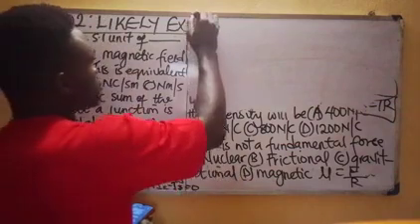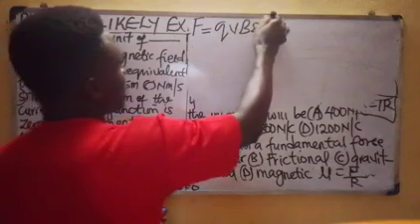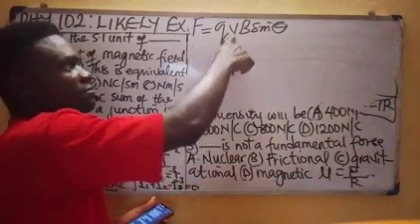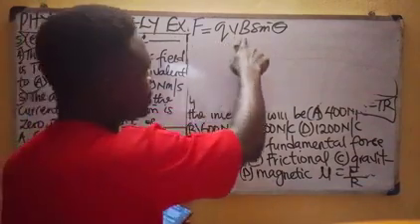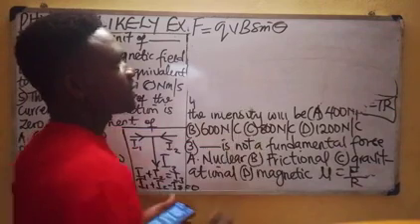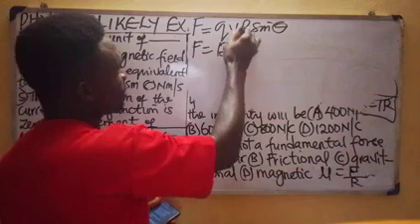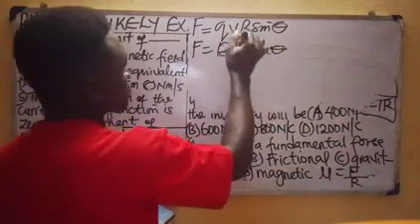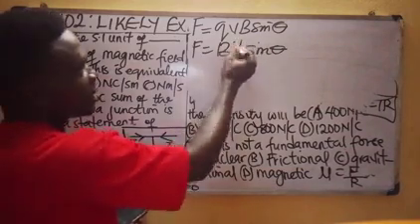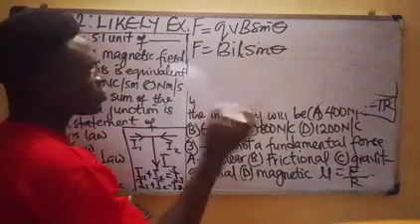And please, magnetic force is given as QVB sine theta. So Q is the charge, V is the velocity of the charge, B is the magnetic flux, and sine theta is the angle of inclination. And magnetic force is also given as BIL sine theta. B is of course the magnetic flux, I is current, and L is the length.